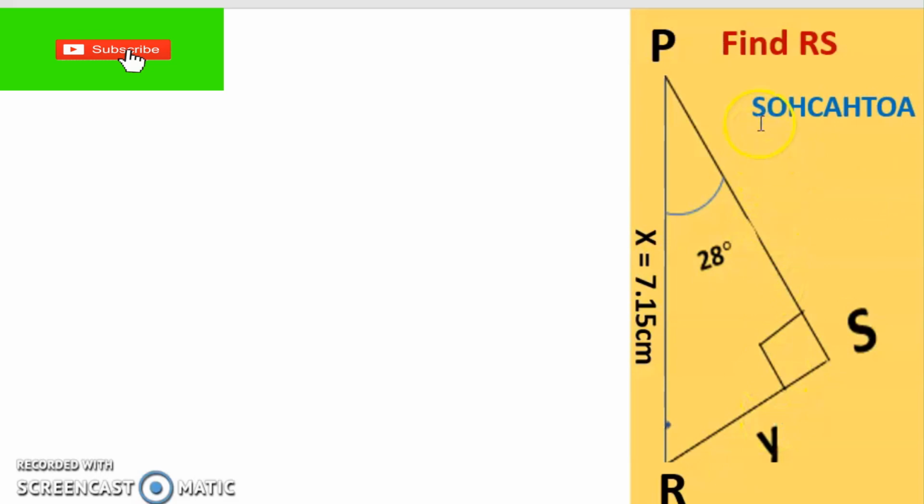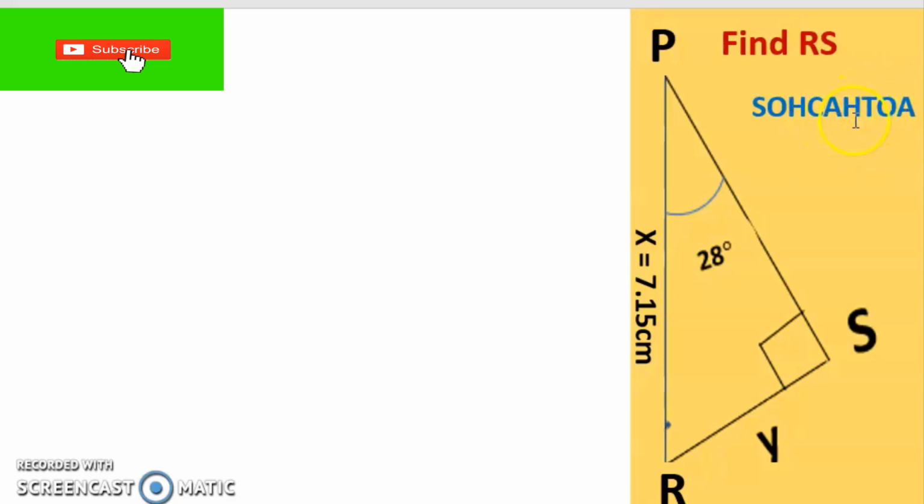Now let's look at the TOA. Can we use the TOA to solve for Y? TOA simply means opposite over adjacent. Opposite is what we are looking for. We don't know opposite. We don't know adjacent. So since two parameters are unknown, we cannot use the TOA.